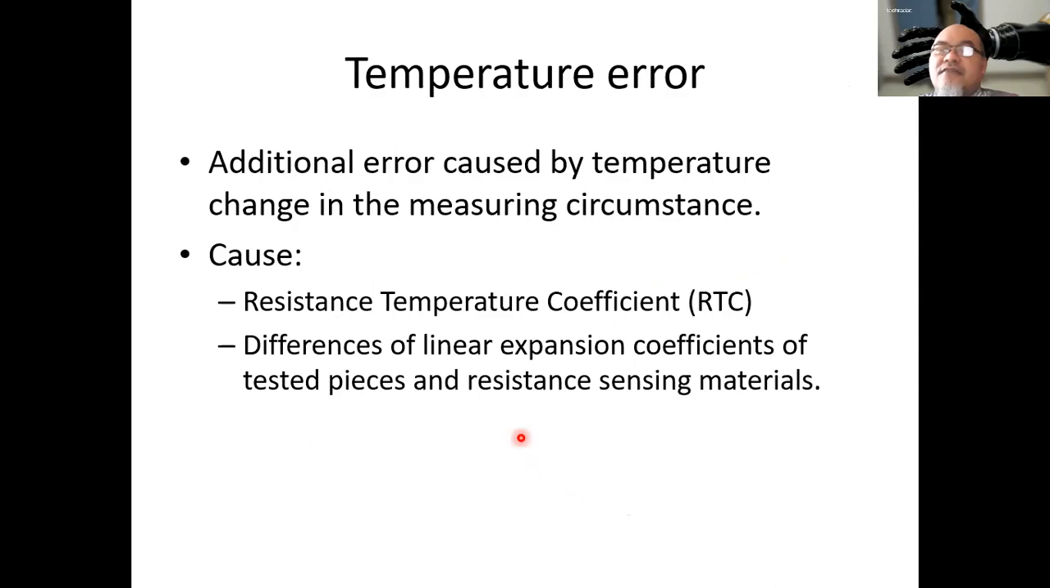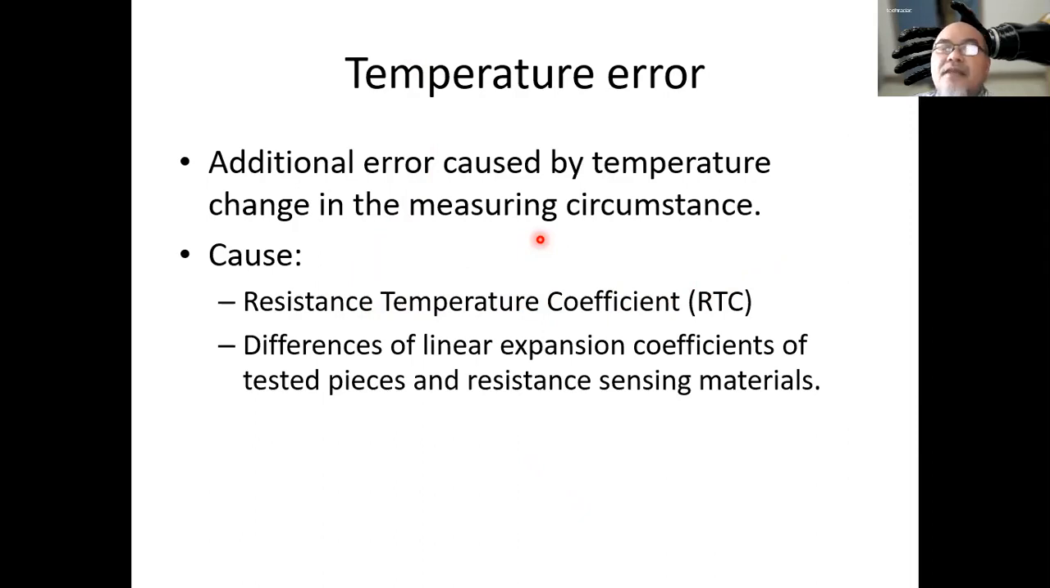As I have mentioned just now, many strain gauges are also sensitive towards temperature, and this may cause error which we do not want. This is the additional error caused by temperature change in the measuring circumstance. The cause is that the strain gauge has a resistance temperature coefficient. It means they are sensitive towards temperature change. The value of their resistance varies also with temperature.